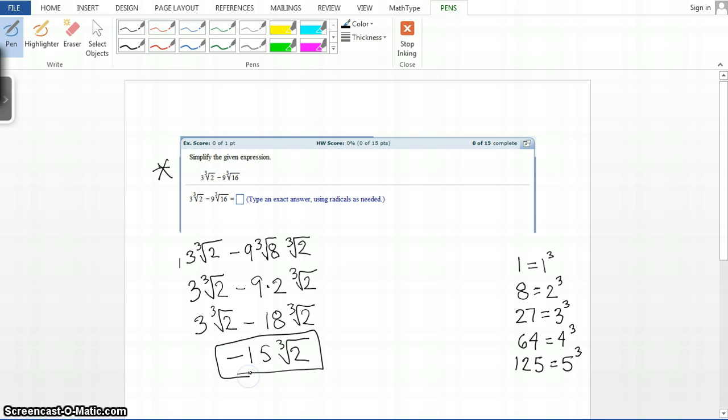So your problem will be similar. It'll have different numbers, but what you want to keep in mind, especially if you're dealing with cube roots, are these perfect cubes. You can just list them out if you want to, but keep those perfect cubes in mind when you're dealing with cube roots. Hope that helps you with that one.